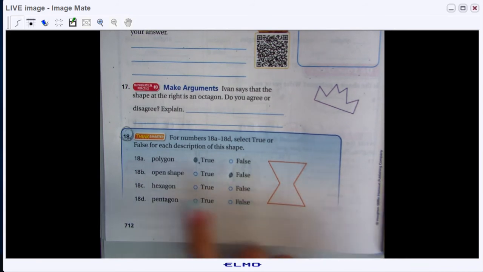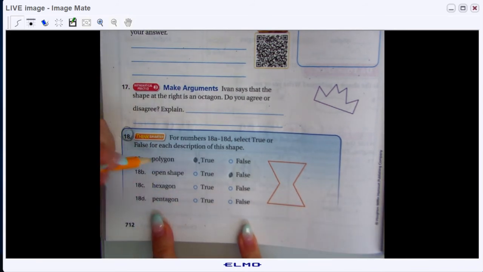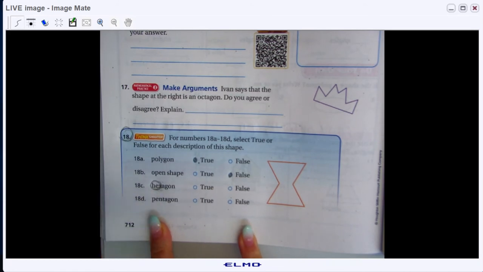Next, hexagon. The hexagon is a what? It's a polygon that has 6 sides and 6 angles. Remember that? Hex means 6. So I'm going to go ahead and count the line segments that we have for this polygon. All right, count with me.